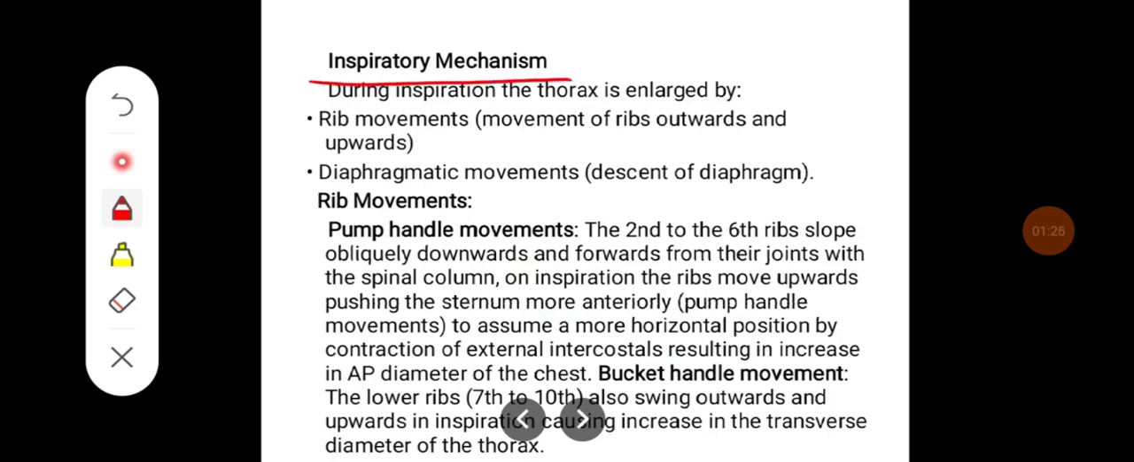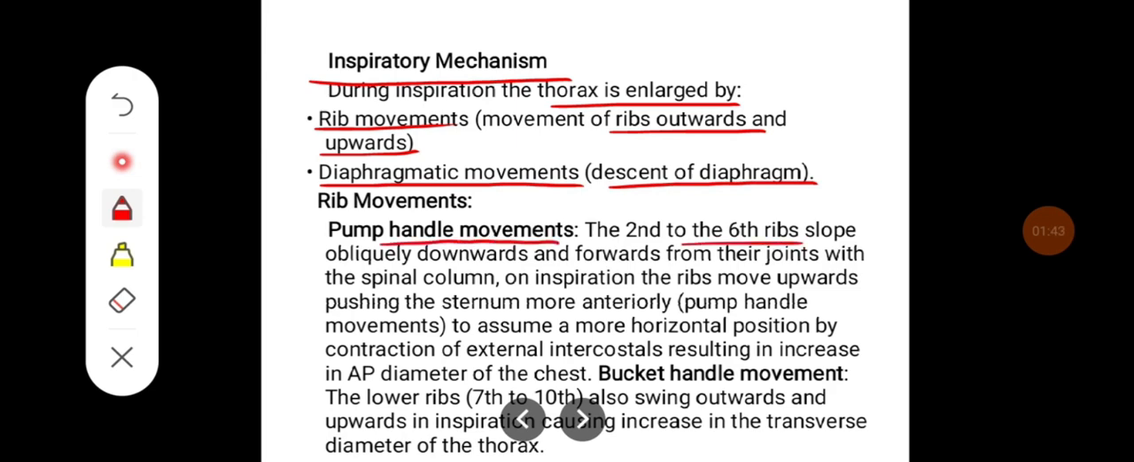Inspiratory mechanism. During inspiration, the thorax is enlarged because of the rib movements, that is, movement of the ribs outwards and upwards, and the diaphragmatic movements, that is, the descent of diaphragm. Rib movements can be pump handle movements.